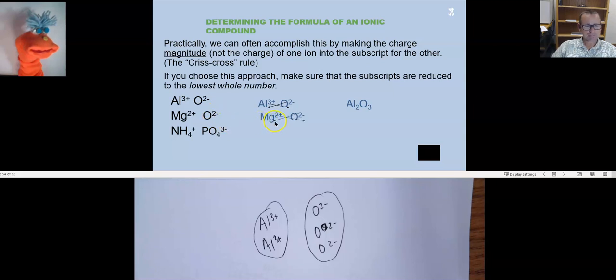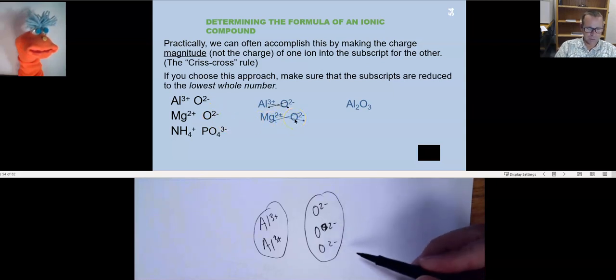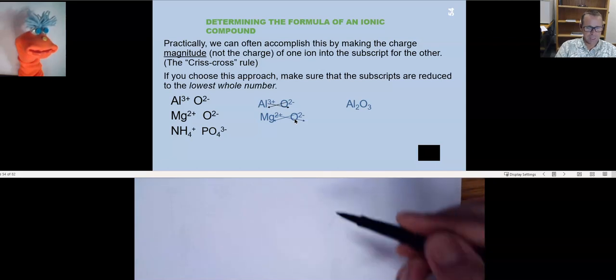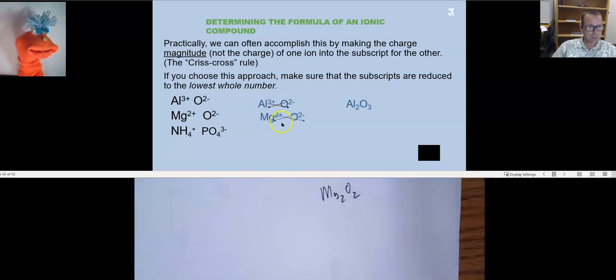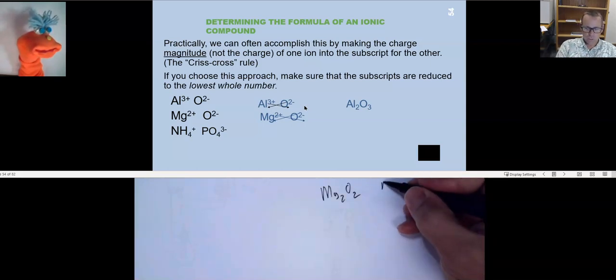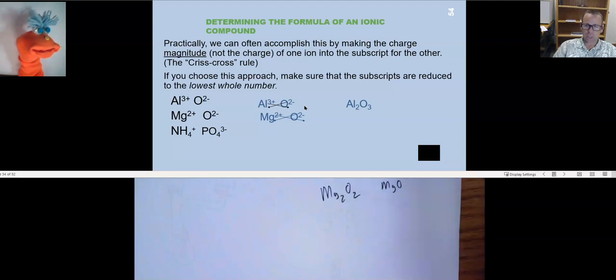Same thing. This time, however, the resulting compound would be something like this, Mg2O2, if we just use the crisscross rule directly. But ionic compounds are not like molecular compounds. Ionic compounds are always provided in their empirical formula. So this is going to be MgO only.